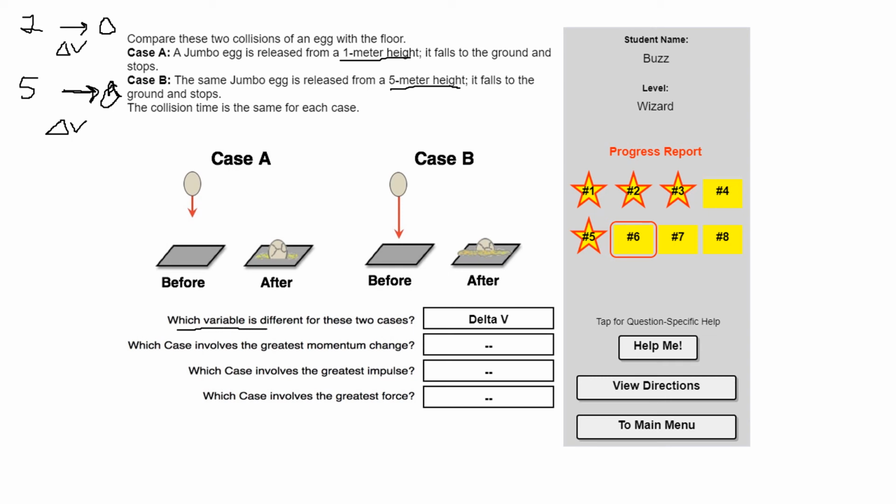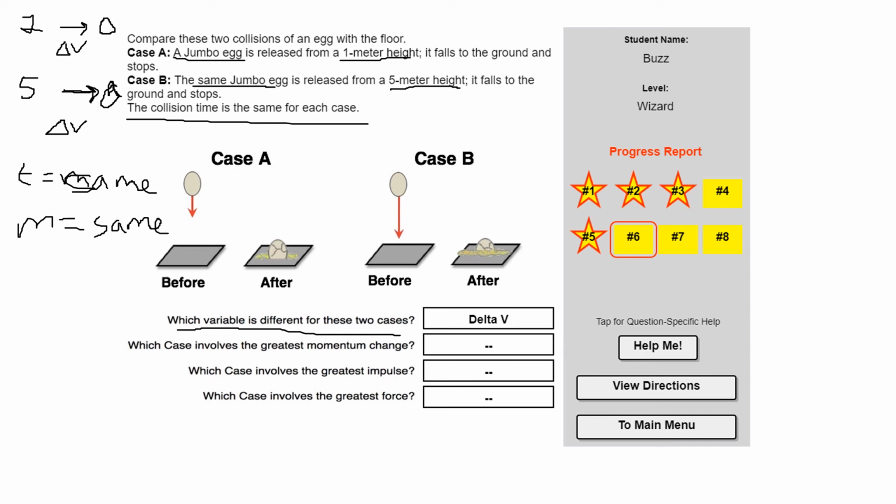So which variable is different for these two cases? Well, it says the collision time is the same. So time is the same. It says jumbo egg, and then same jumbo egg. So if it's the same object, the mass has got to be the same too. So because these two are the same, the delta V has to be different. Sometimes if you can't quite figure it out, you can deduce it. You only have 3 options for this first one: delta V, mass, and time. So if the time is the same and the mass is the same, it's got to be the delta V, the change in velocity.